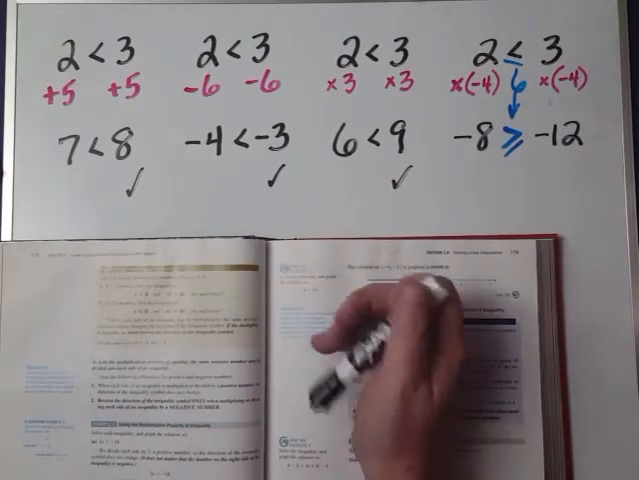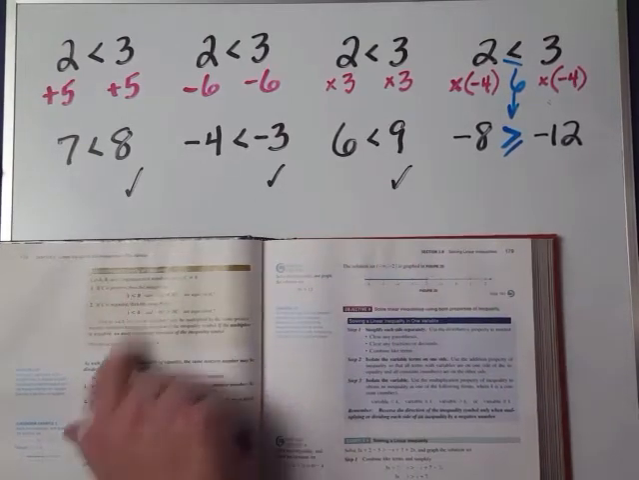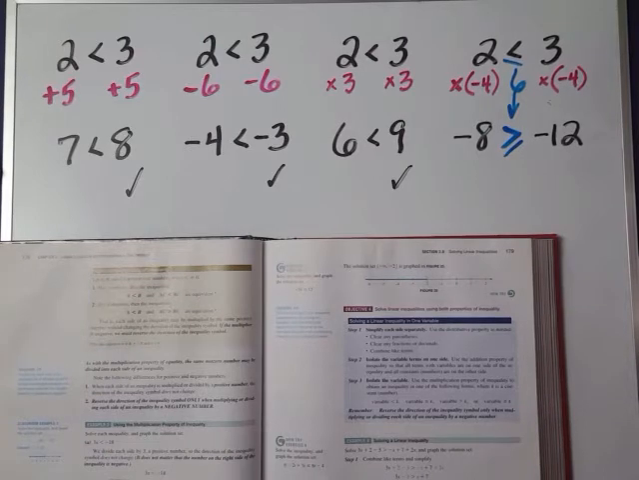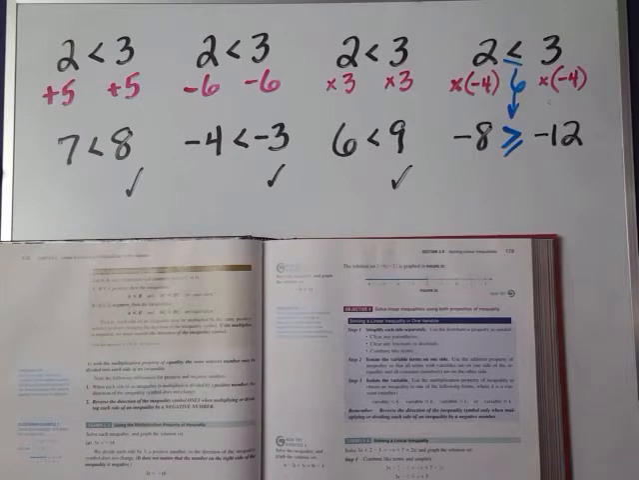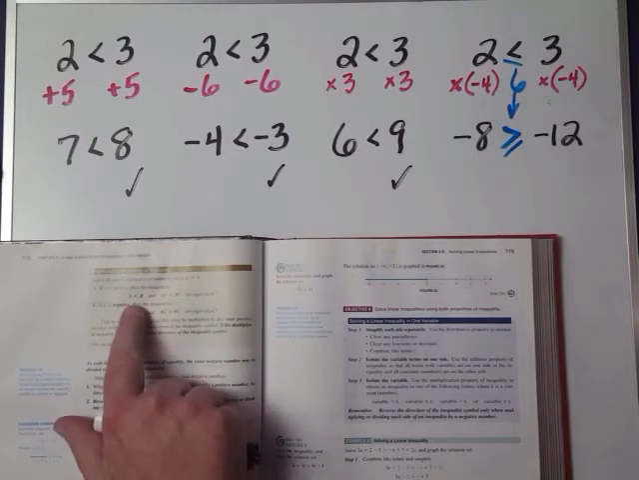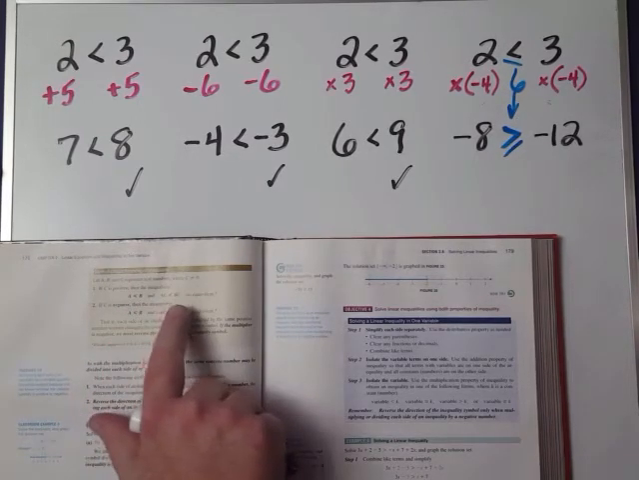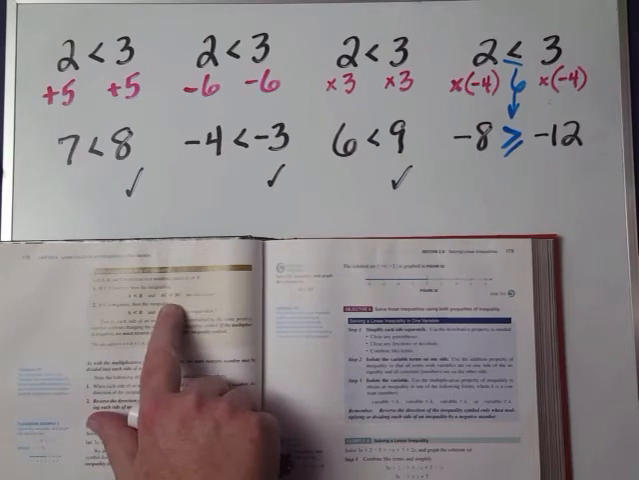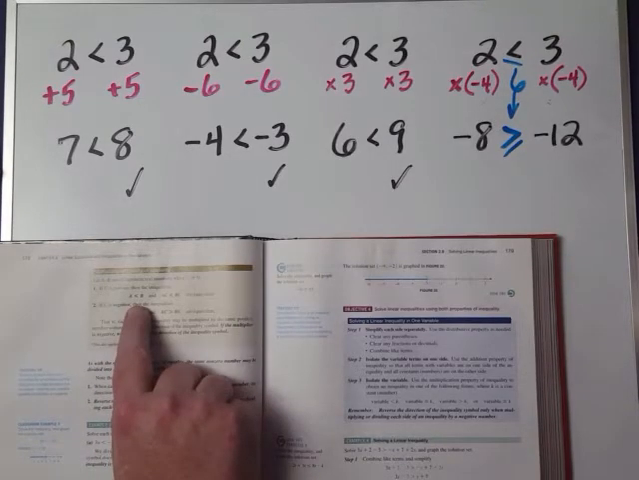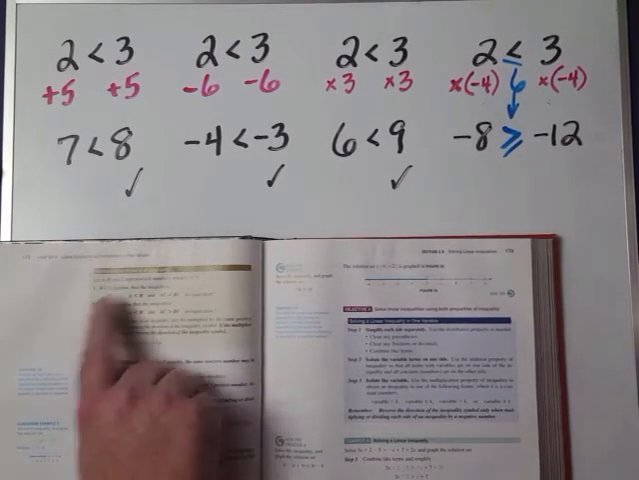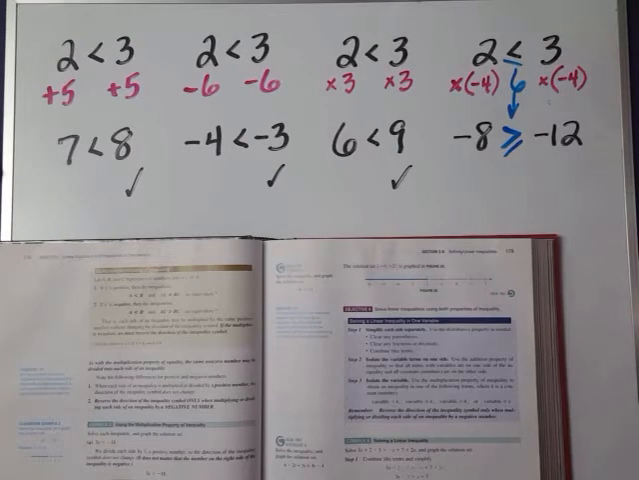Multiplication property of inequality. It says, let A, B, and C be real numbers where C is not 0. Now, if C is positive, A is less than B and AC less than BC are equivalent. What does that allow me to do? It allows me to multiply both sides of the inequality by the same positive number.